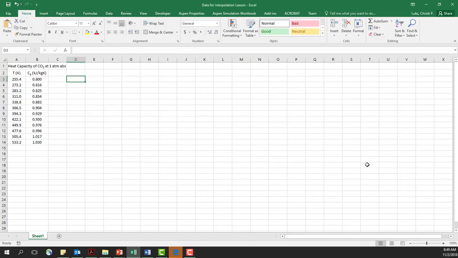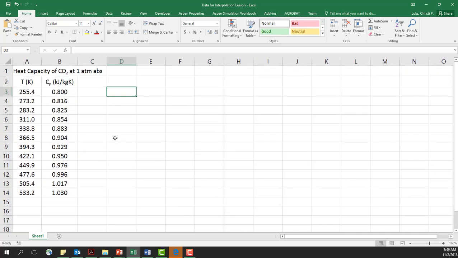So I have a set of data. This data is heat capacity of carbon dioxide at 1 atmosphere absolute. This did come from a textbook. Actually, it came out of John Giancoli's Transport Process and Separation Process Principles textbook.